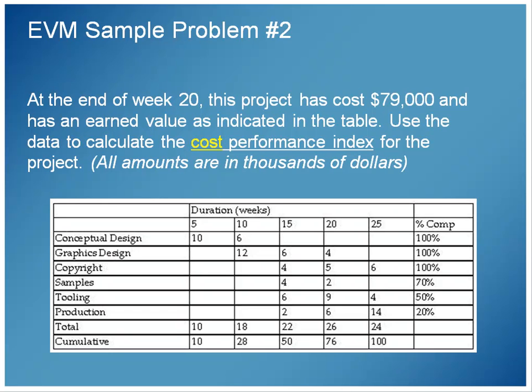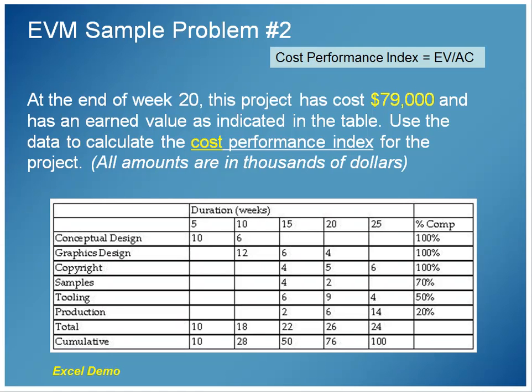And again, these are dollar amounts in thousands. So if I want to do cost performance index, with the EVM model, cost performance index is going to be my earned value, which we already know how to calculate, divided by something called the actual cost of the work performed cumulatively to date. And they're telling us, in this case, we don't have to calculate, they're telling us the project has cost $79,000, right? At the end of week 20, at this point in time, the actual cost for work performed cumulatively to date right now is $79,000.